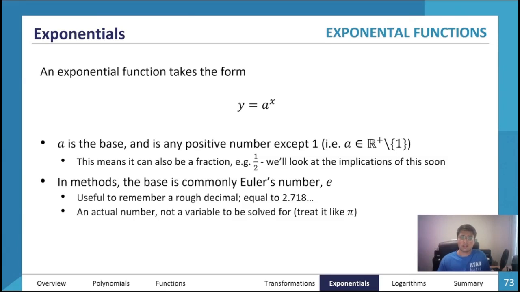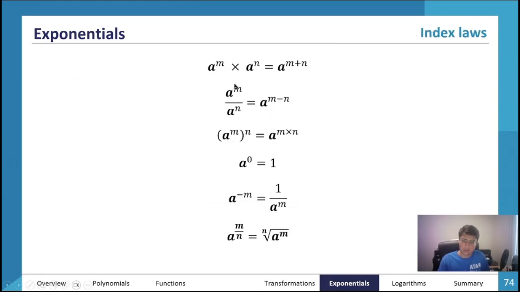Now note that since it can be any positive number except 1, it means that a can also be a fraction, e.g. 1/2. So we'll look at what it means for a to be a fraction later on. But for now, just be familiar with the fact it can be any positive number except for 1.